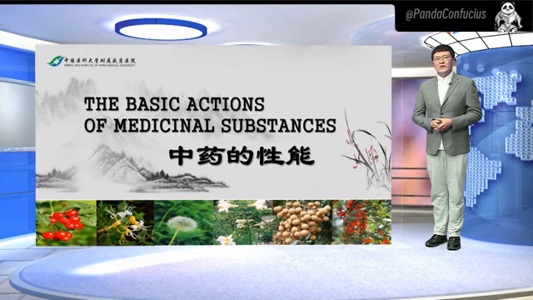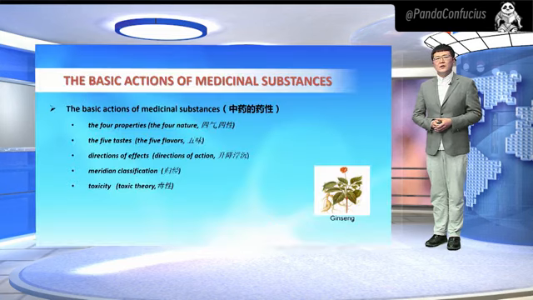Hello everyone, we have learned some terms like Chinese materia medica. Today we will go through the main part of the basic theory of Chinese materia medica, which is the basic actions of medicinal substances. The basic actions of medicinal substances include the four properties, the five tastes, directions of effects, meridian classification, and toxicity.